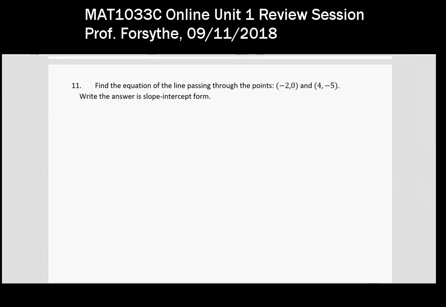Okay, let's look at number 11. Find the equation of the line passing through the points (-2, 0) and (4, -5), and write the answer in slope-intercept form. So again, we can use point-slope form. I will just write it again up here.